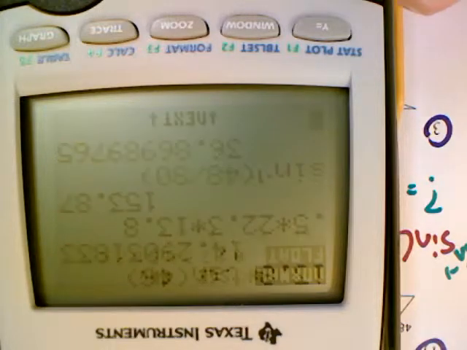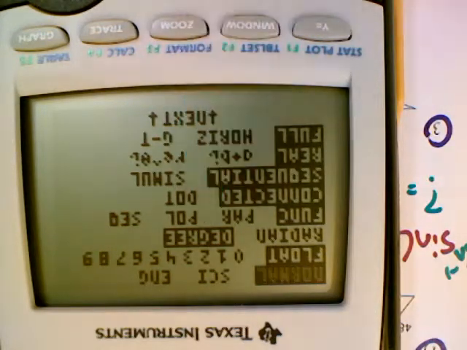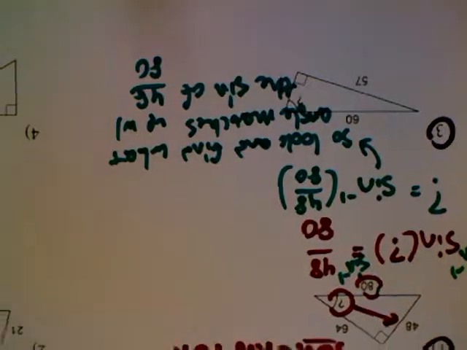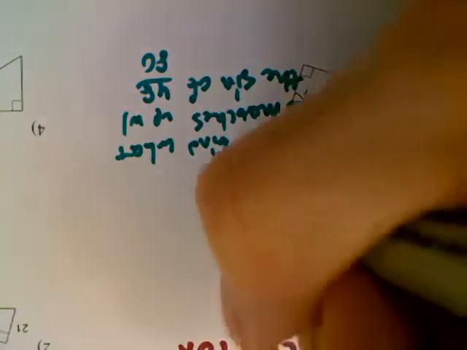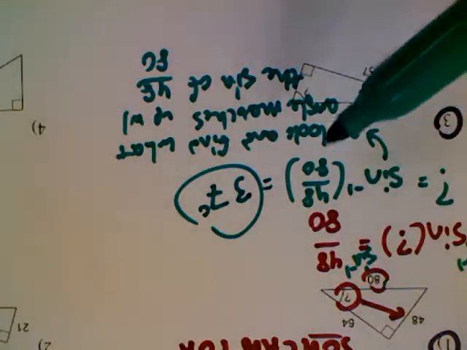Now remember that you need to be in the right mode. When you hit mode, you need to be in degree mode here. So 37 degrees is what this is. It's approximately what this angle is.